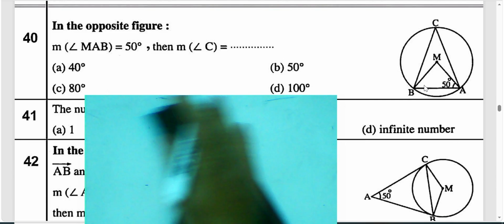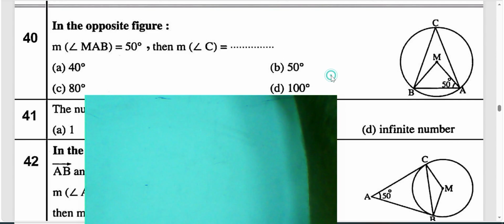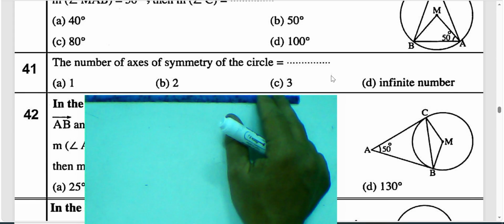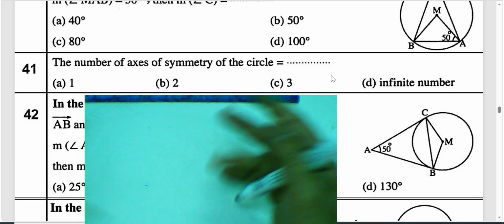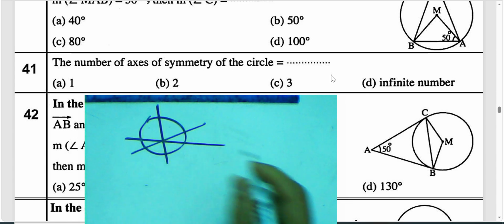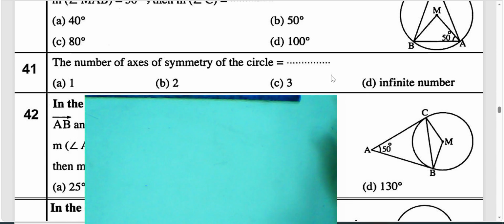Okay, next question down here, number 41. The number of axes of symmetry of a circle. Who can tell me? We have infinity. Yes, infinity. Yes, we have a circle. We have infinite axes of symmetry passing through the center of the circle.